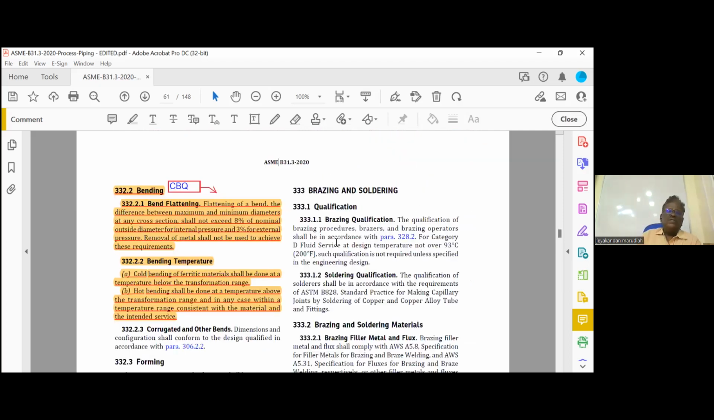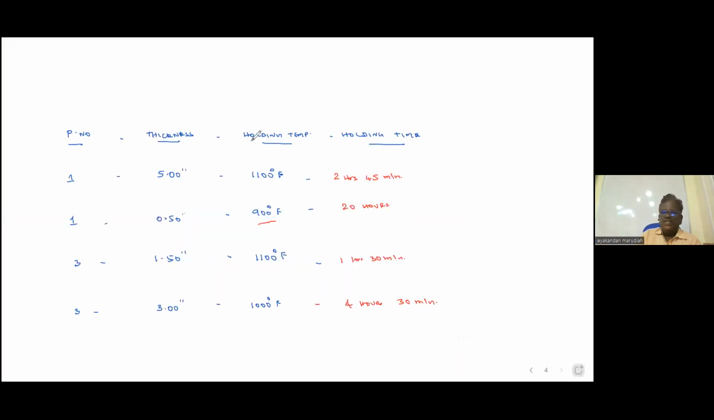So please go to page number 78. Now, what is meant by bend flattening? When you make the bend like this, this area... bending means you are bending the pipe. Hot bending means heating the bend above the transformation range. Transformation means above 700. Cold bending is below that, or at room temperature.